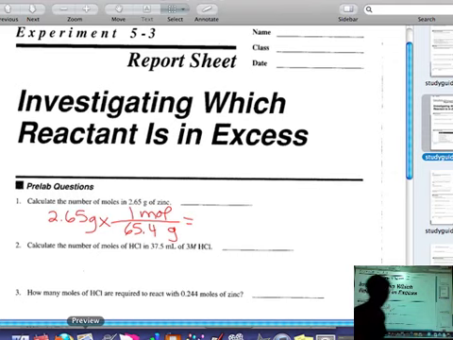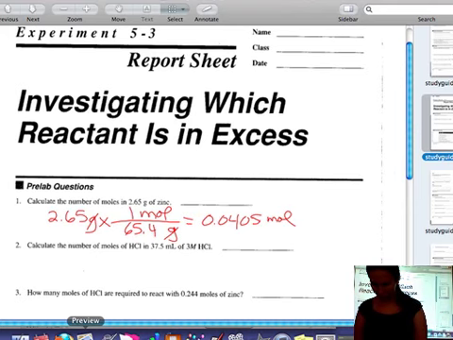Alright, and that gives us, quickly plug in a little math here, 2.65 divided by 65.4 equals, grams cancel, and we get 0.0405 moles of zinc in 2.65 grams of zinc.